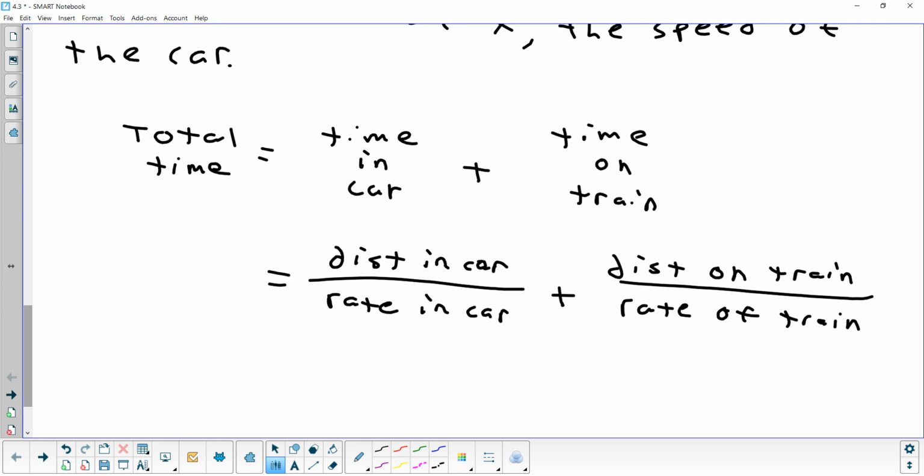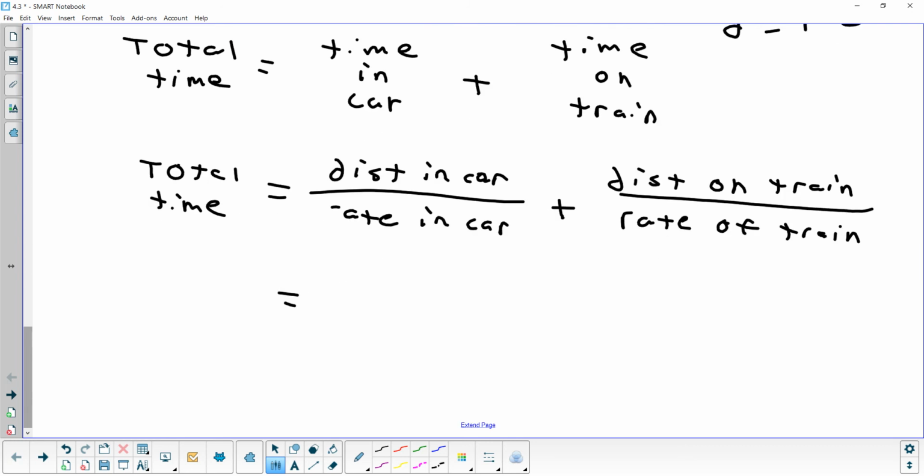So in both cases, I have distance divided by rate, which gives you time. Any questions on why distance divided by rate gives you time? All right, so now we need to figure out all of these things, and that's going to equal the total time.